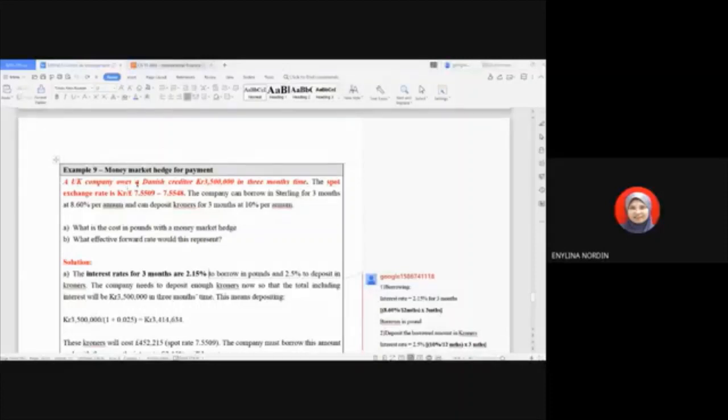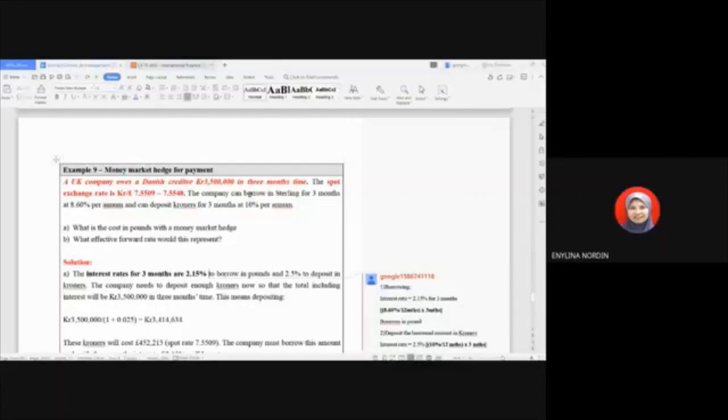So the UK company owes a Danish creditor 3.5 million kroner, payable in 3 months' time. Today's spot exchange rate is 7.5509 to 7.5548 kroner per pound. So this is the range of the krone against the pound sterling.